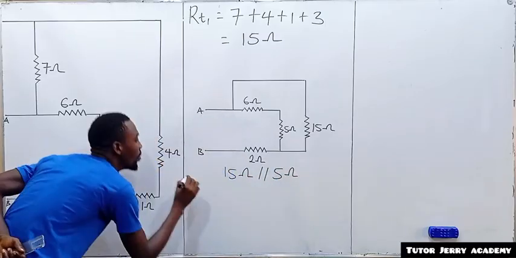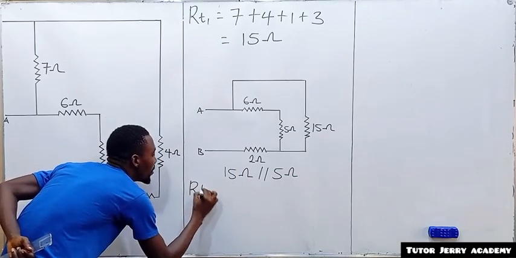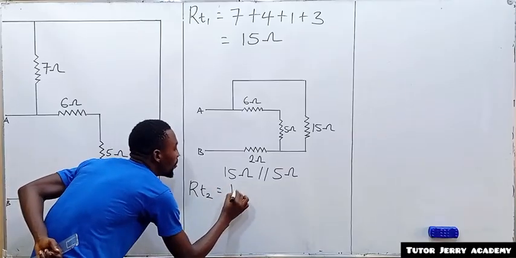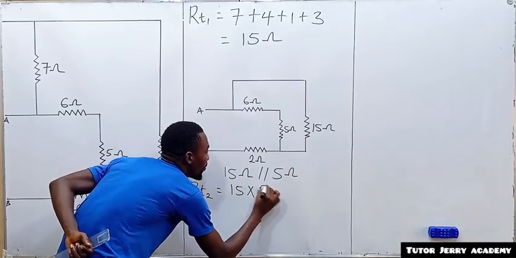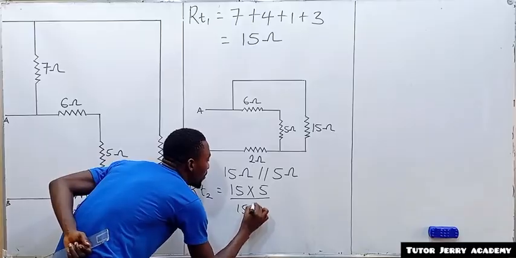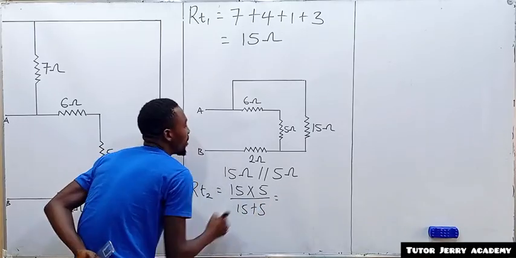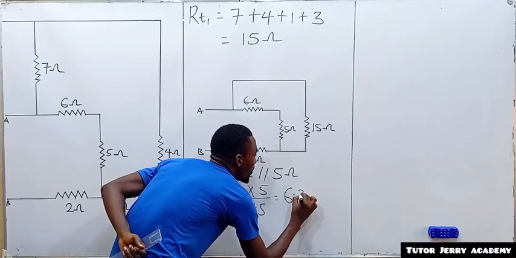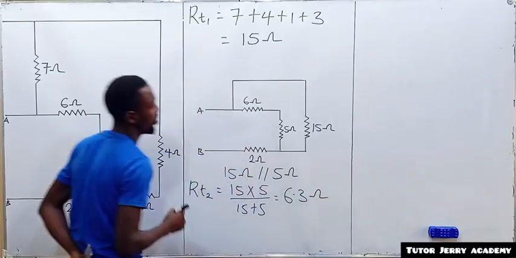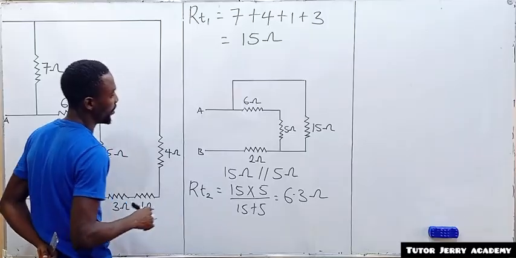If you combine that, let's call it RT2. So this will be 15 multiplied by 5 all over 15 plus 5. If you press this carefully in your calculator, I'm going to have this to be 6.3 ohms. All right, so that is what we are going to have.